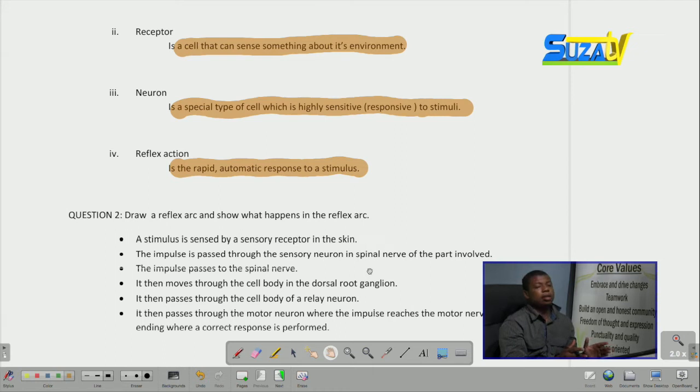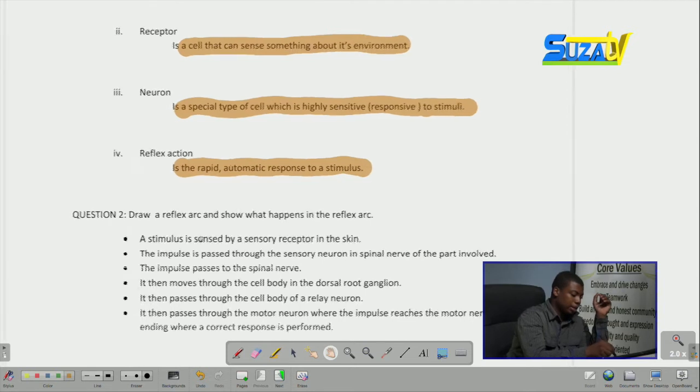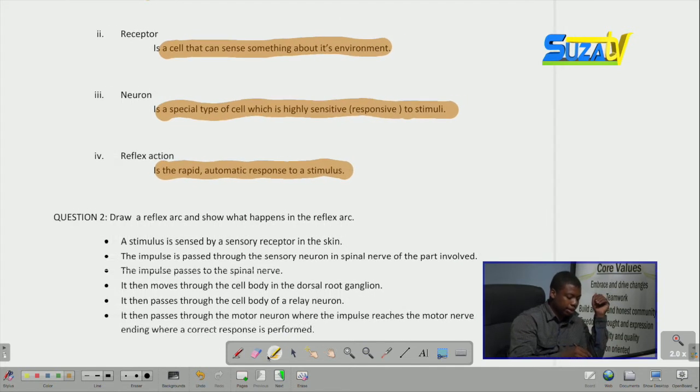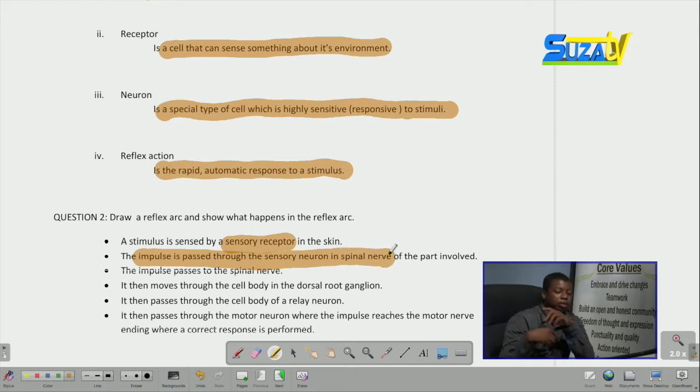In showing what happens in a reflex arc, you can just show it by saying, first of all, a stimulus is sensed by a sensory receptor in the skin. The term sensory receptor should be in the answer. So first of all, the sensory receptor senses the stimulus. Then the impulse is passed through the sensory neuron in the spinal nerve of the part involved, be it the hand or the leg, but the impulse should pass through the sensory neuron of the nerve in the spinal nerve of the part.